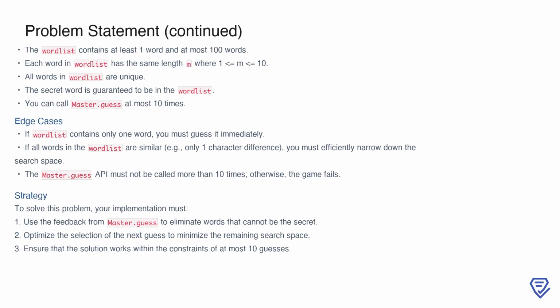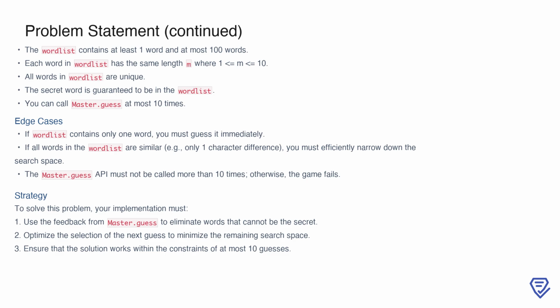The constraints and edge cases for this problem are critical to consider. The word list always contains at least one word and at most 100 words, and each word has the same length, ranging from 1 to 10 characters. All words in the word list are unique, and the secret word is guaranteed to be included in the list. The master.guess API can be called a maximum of 10 times, so exceeding this limit will result in failure.